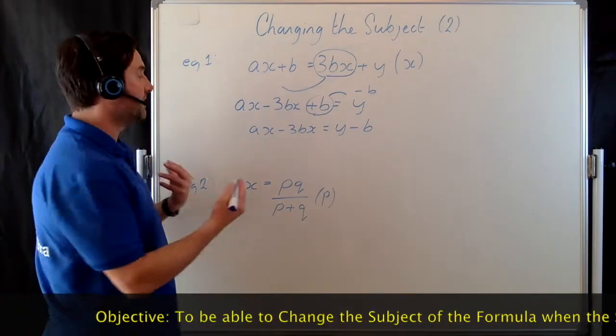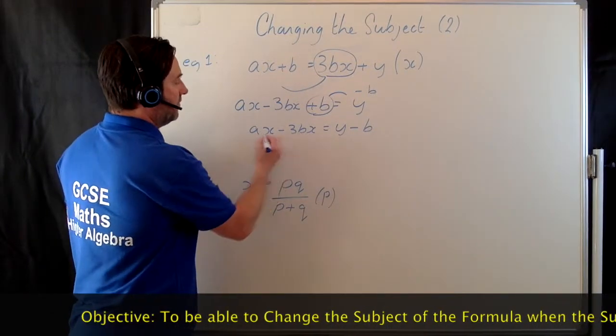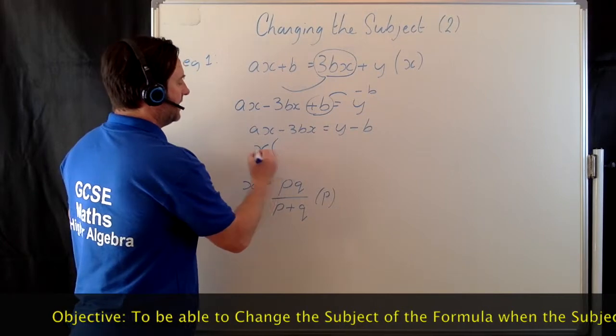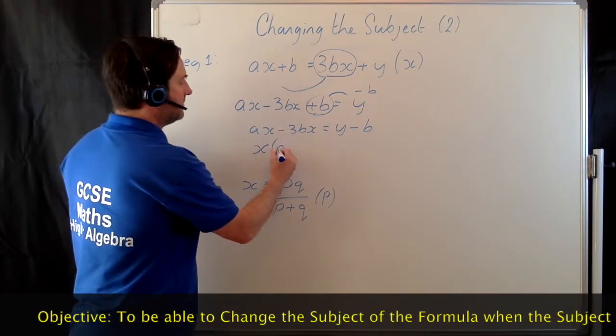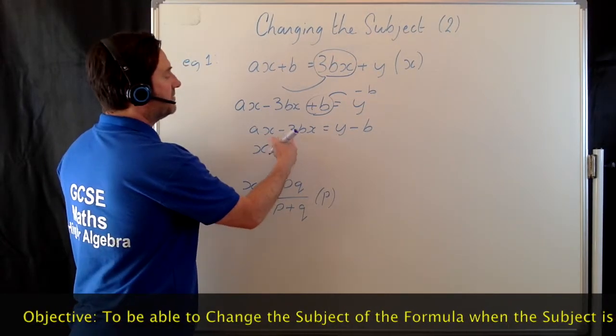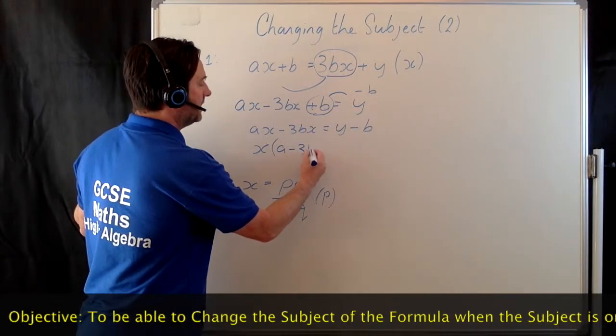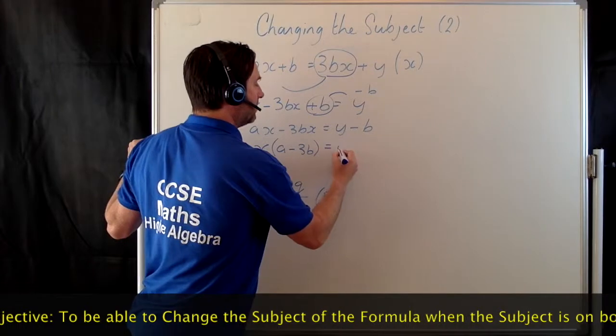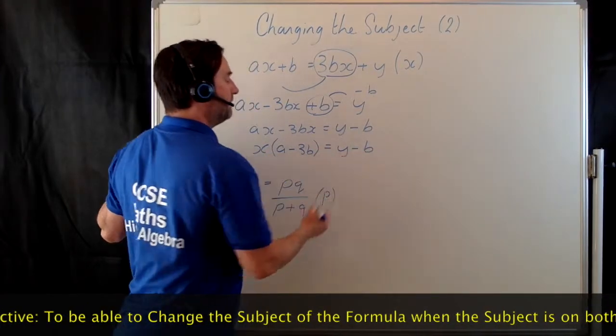Now what I can do is factorise these two terms to get the x out of the brackets. So what occurs in both? Well, x occurs in both, so I write the x outside. X times a gives me ax, and x times minus 3b gives me minus 3bx. That's obviously equal to y minus b.